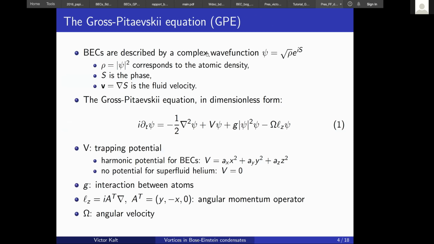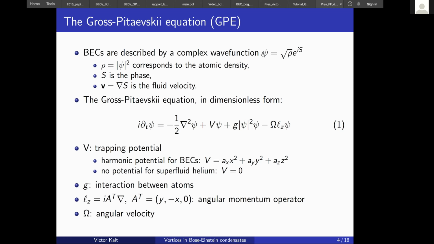The model is a complex wave function psi, which we can write as the square root of rho times exponential of i s, and we can make a link between psi and the classical quantities we know in classical fluids, that are the density, which is linked to rho, and the velocity, which is linked to the gradient of the phase.